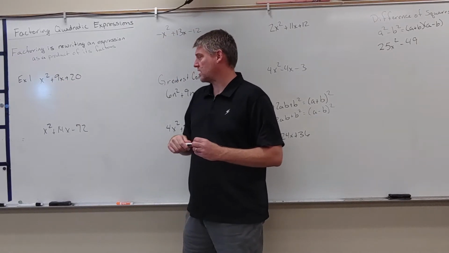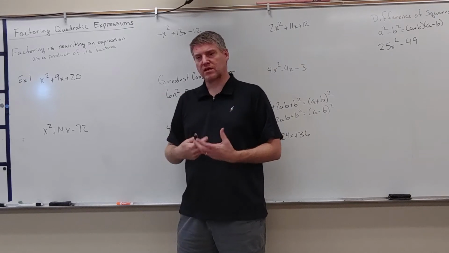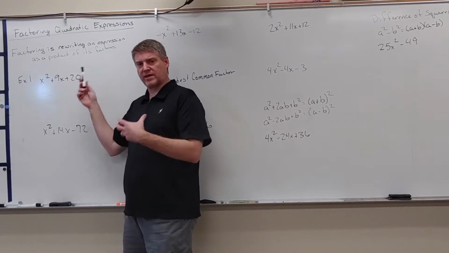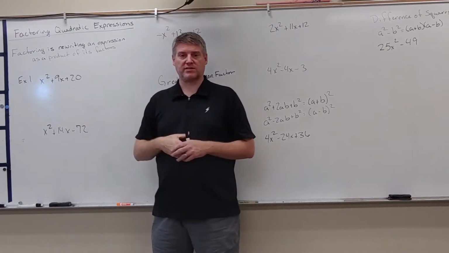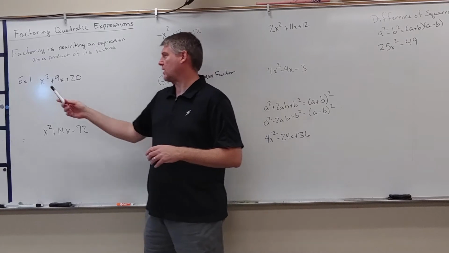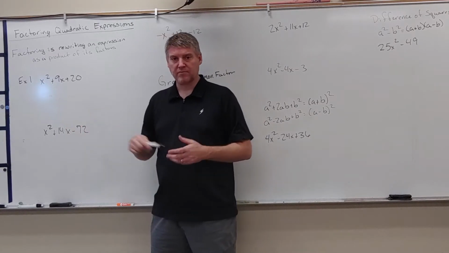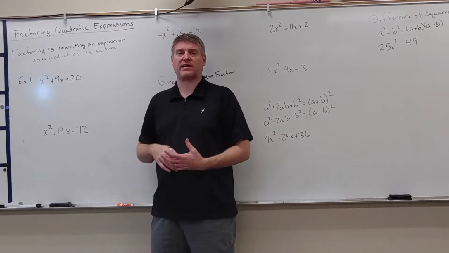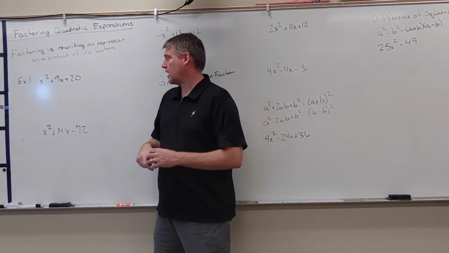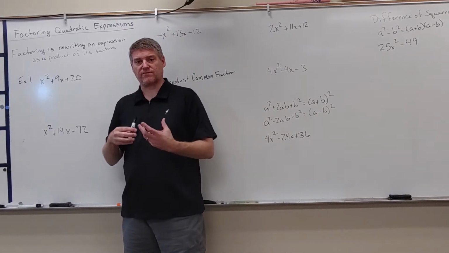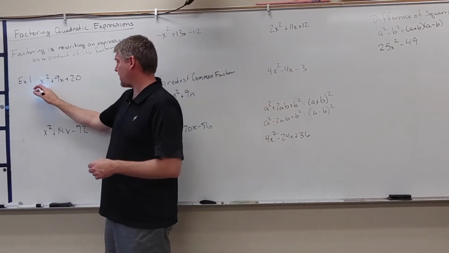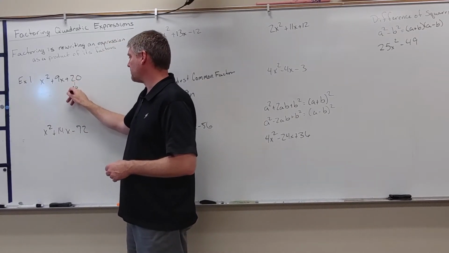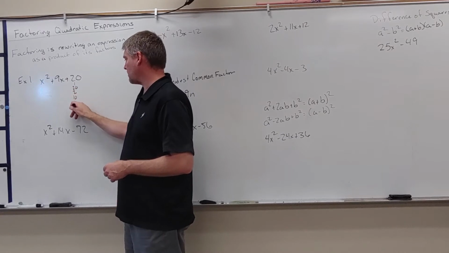A lot of times, once it clicks, students will start seeing the factors already in their head and finding which ones add to give them these pieces. I'm going to show you a method that will help if you're struggling to see the factors and write them down. I'm going to factor the first term and the last term. The factors of x squared are x and x, and the factors of 20 are 1 and 20, 2 and 10, and 4 and 5.